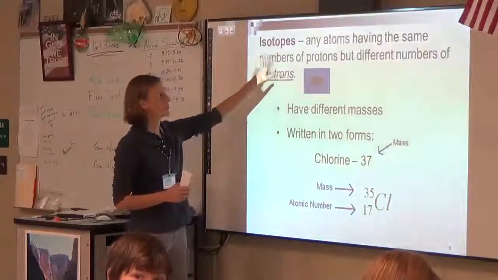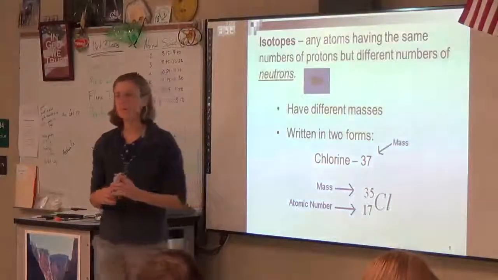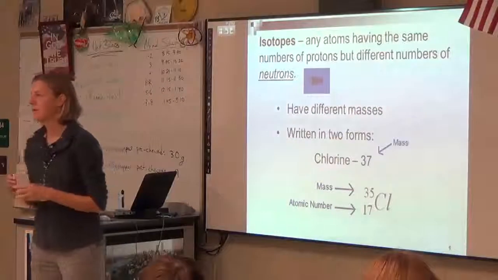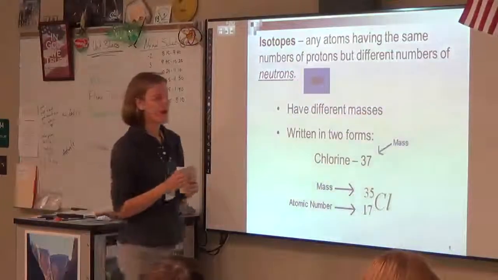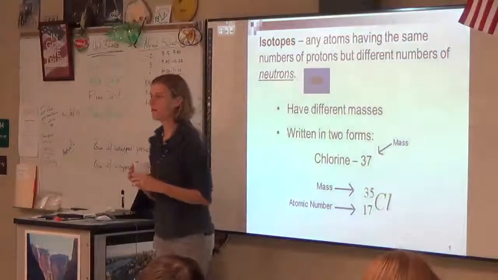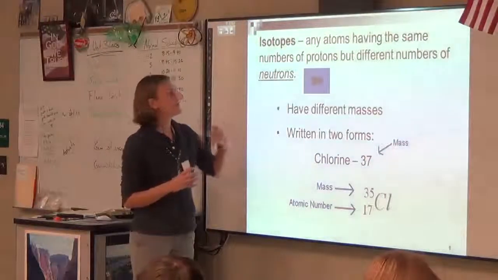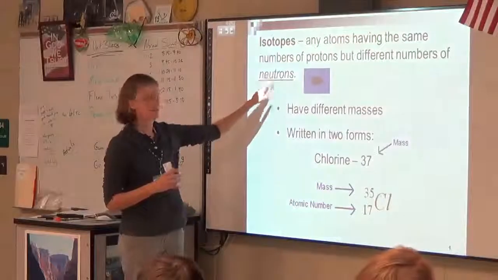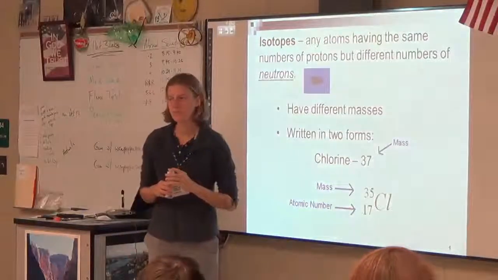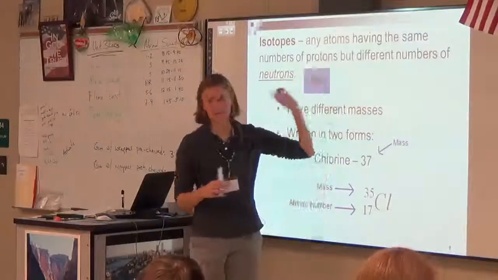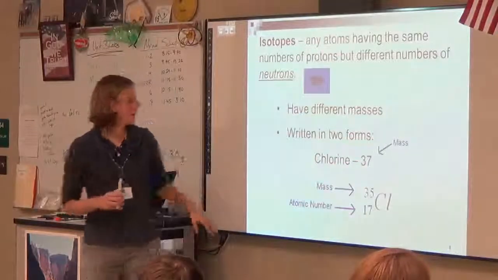What are isotopes? Isotopes are atoms of the same element, but they have different masses. They are heavier or lighter versions of an element. The only reason they would be heavier or lighter would be if they had different numbers of neutrons. If we had different numbers of protons, well, then it's a different element altogether.